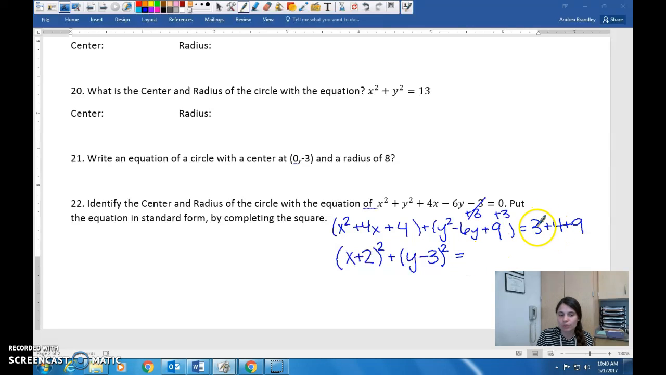And then that's equal to 3 plus 4, which is 7, plus 9 is 16. So now this is in the same form as the ones above, and I can find my center is at -2, 3. And my radius is the square root of 16, which is 4.